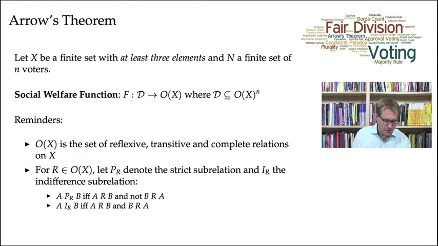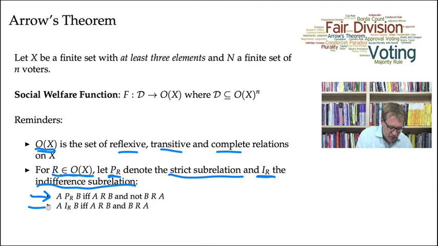As a reminder, O of X is the set of reflexive, transitive, and complete relations on X. What completeness means is that if you give me any two alternatives, A and B in X, either A is going to be ranked strictly ahead of B, B is going to be ranked strictly ahead of A, or there's an indifference between A and B. And if you give me a relation R in O of X, we're going to let P sub R denote the strict subrelation and I sub R denote the indifference subrelation. These relations are defined in the following way.